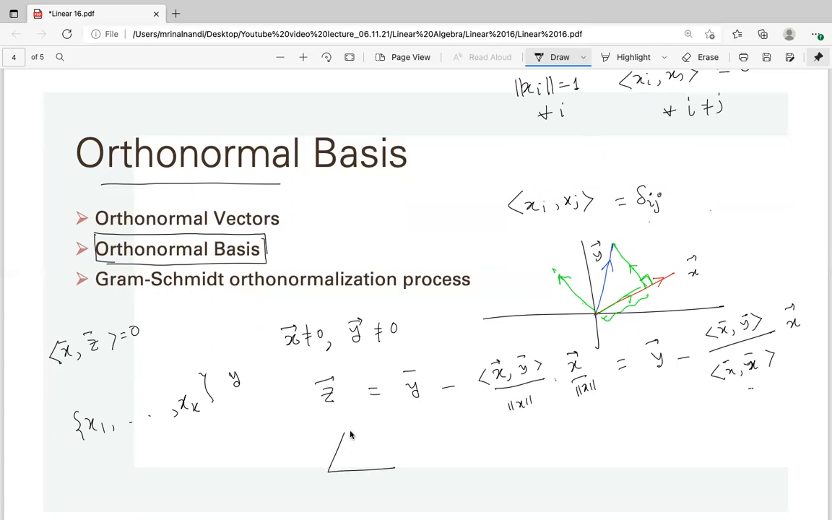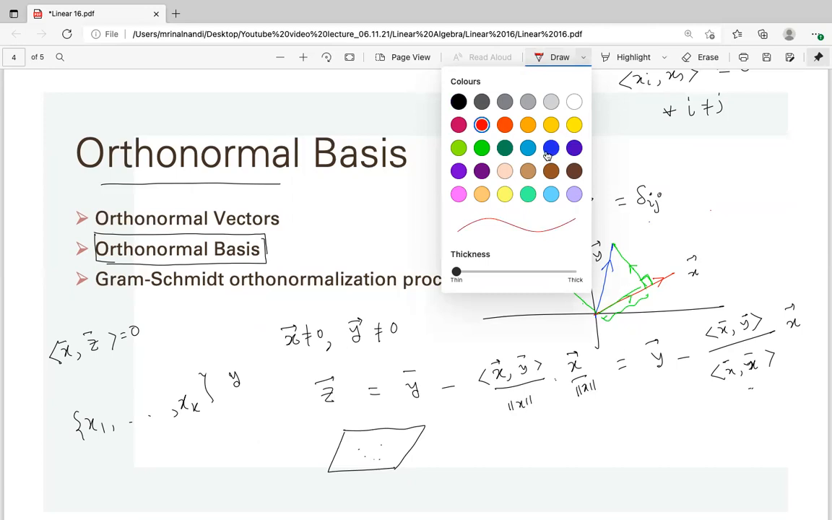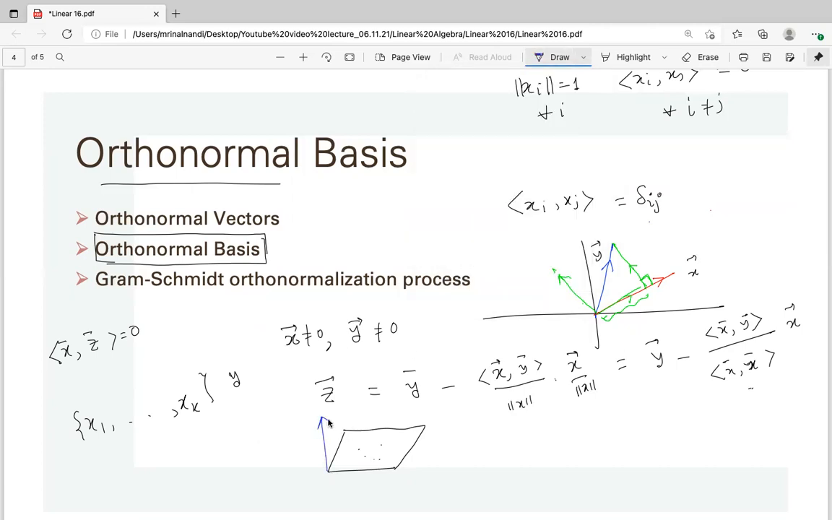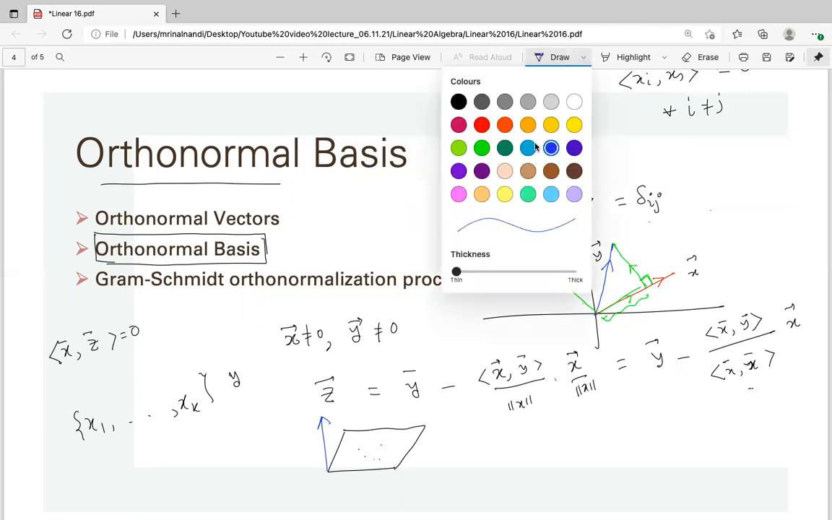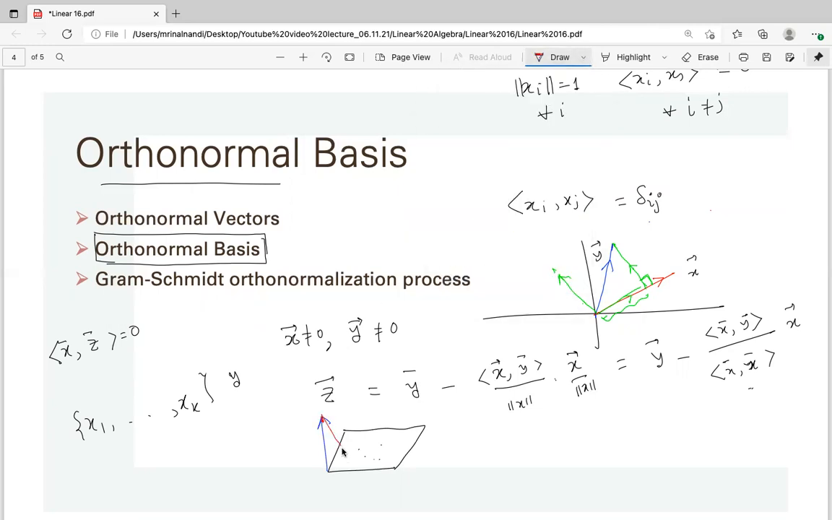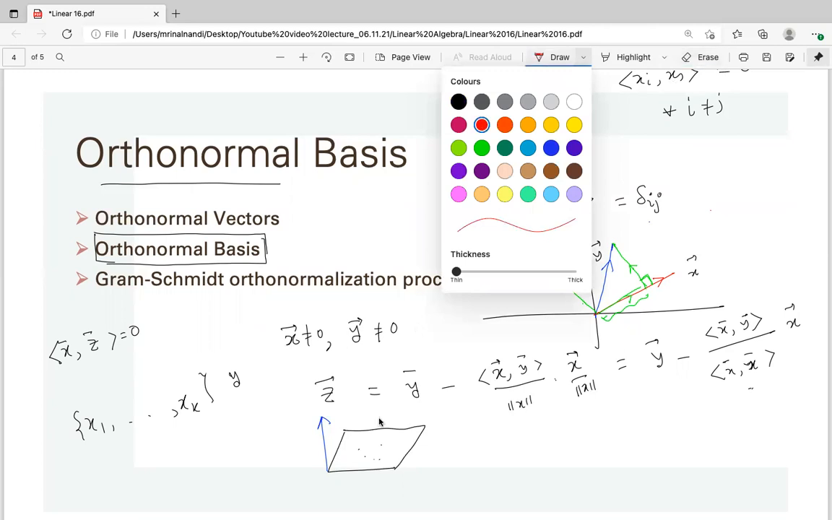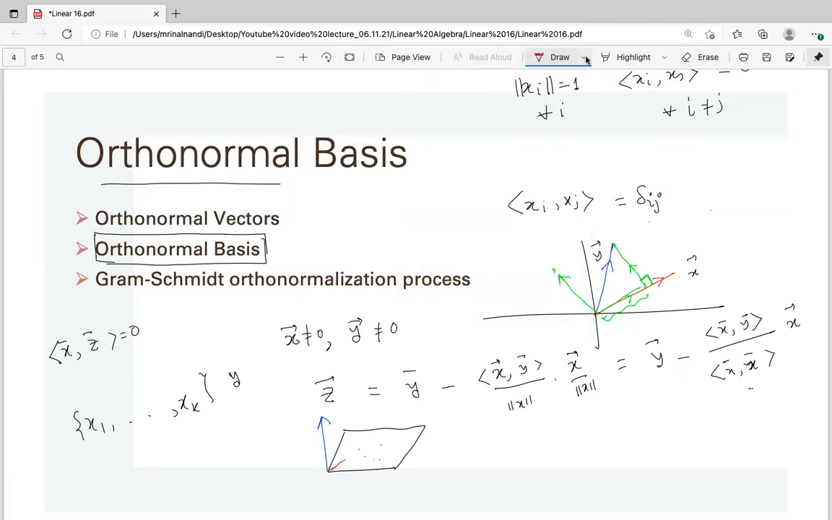You already have a space spanned by x1, x2, up to xk, and you have a blue vector, which is the y vector. Obviously you need the projection again onto this subspace. The red portion is the component, and this green portion is the z.